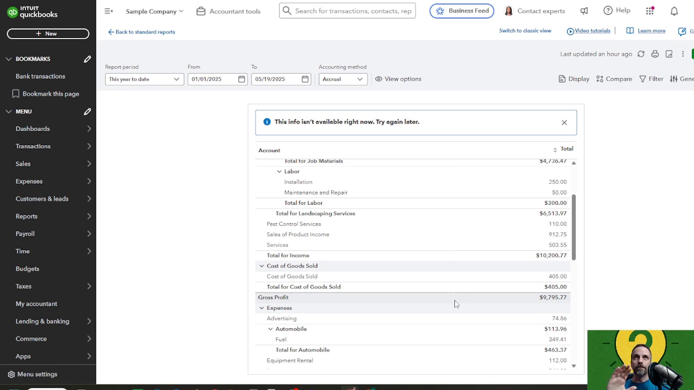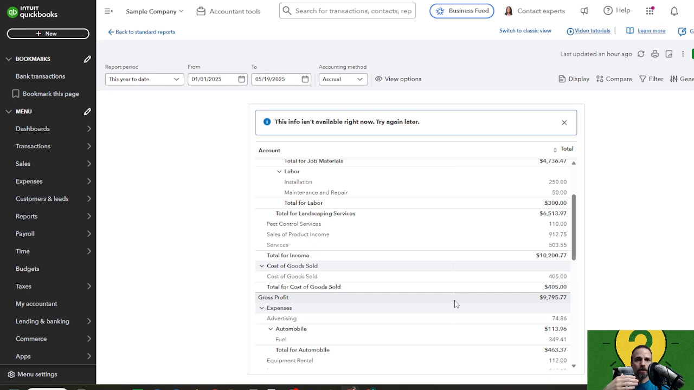Let me put it this way. This is the easiest way that I know to explain it. I've known people who have a negative gross profit. And what that means is before any other expenses are accounted for, any other overhead, anything like that, they've already lost money on their sales.